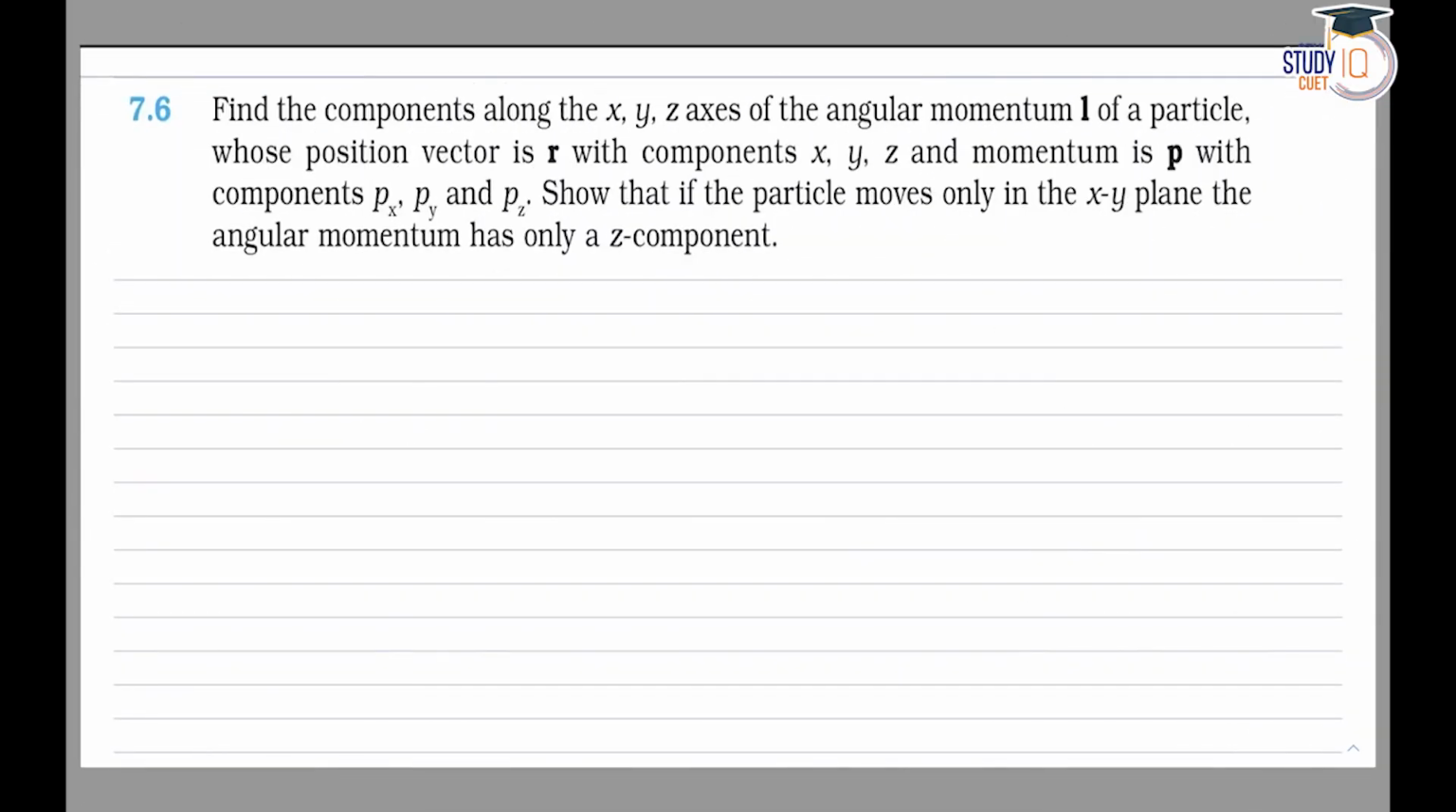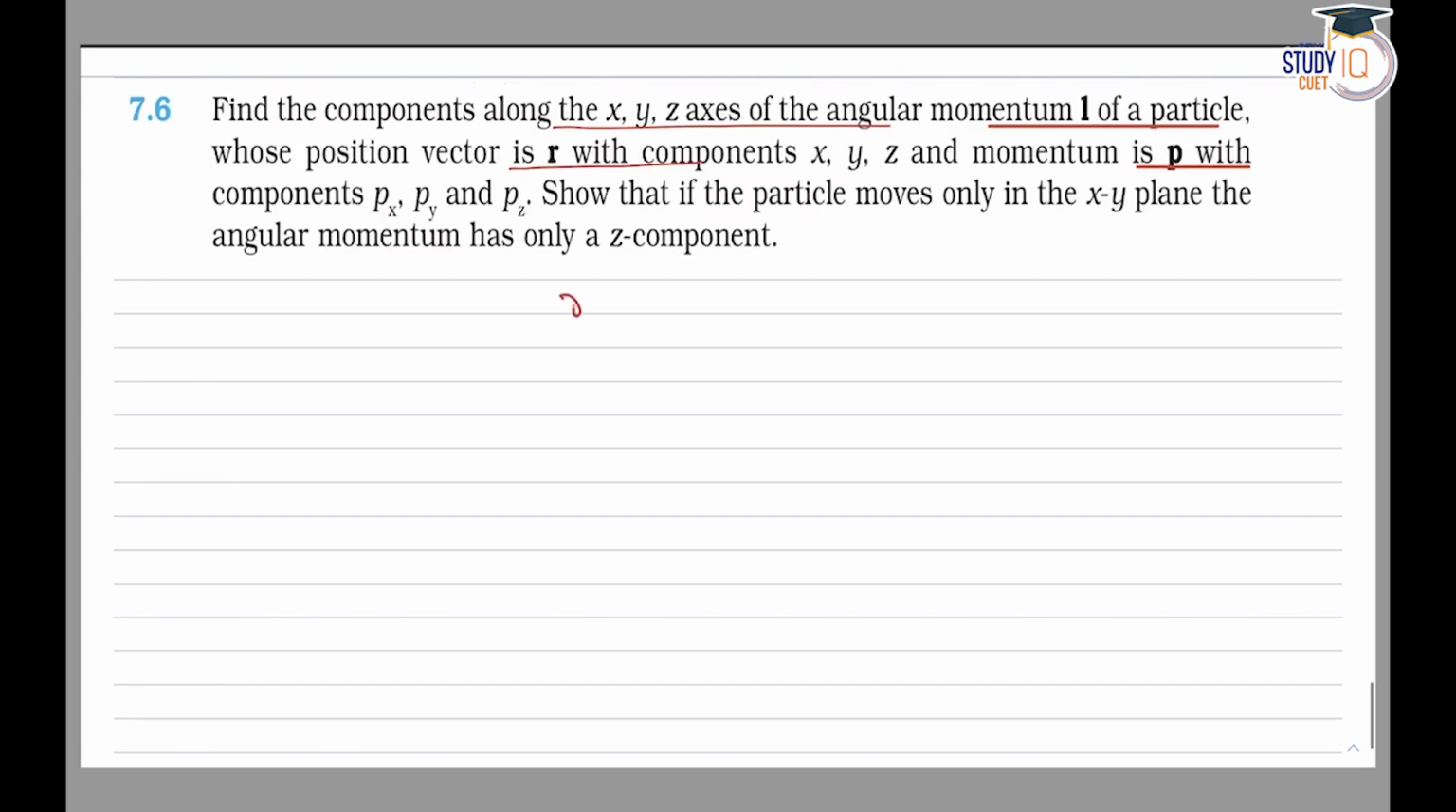NCERT Physics Class 11, 7th chapter, System of Particles and Rotational Motion, question number 7.6. In this, find the component along x, y, z of the angular momentum L of a particle if the position vector is given and the linear momentum p is given.